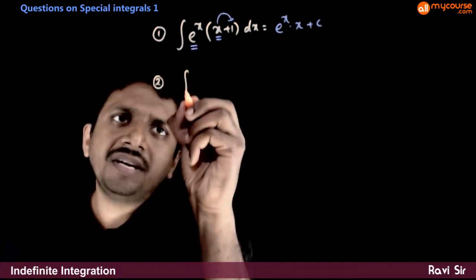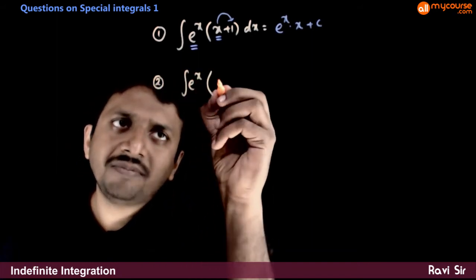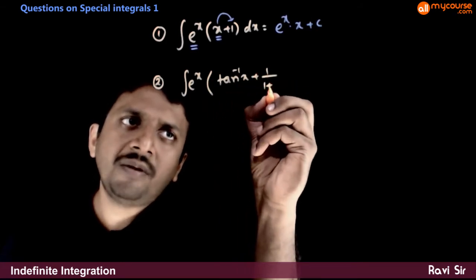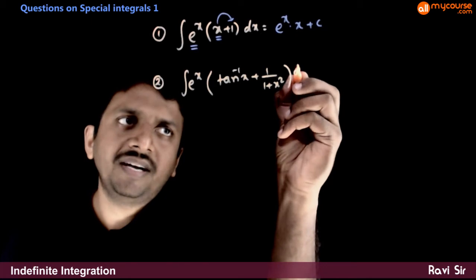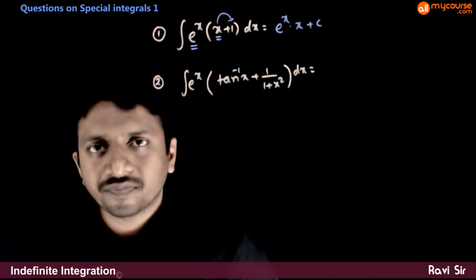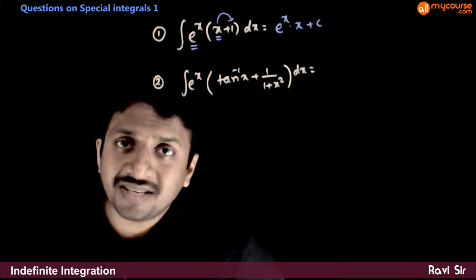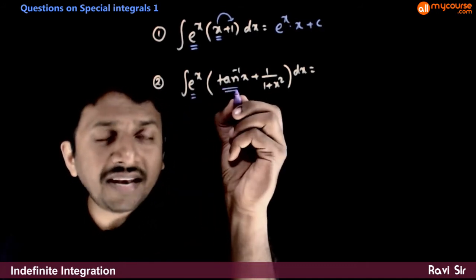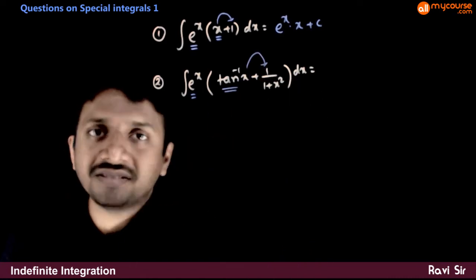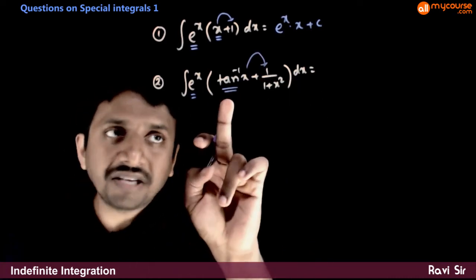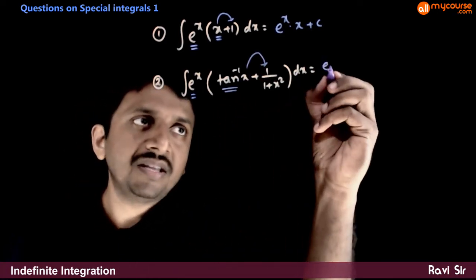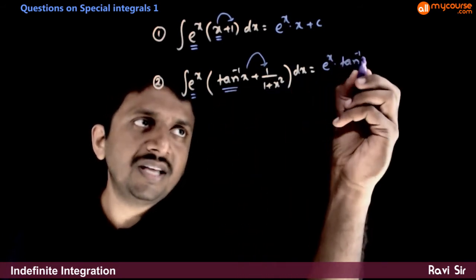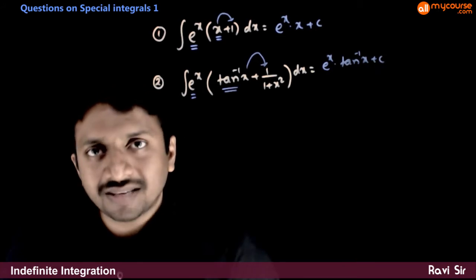So next, if you have integration of e^x times (tan inverse x + 1/(1 + x²)) dx. Here also you can clearly see that you have an e^x outside. Within the bracket you have tan inverse x plus its differentiation. So if you have function plus its differentiation, the answer is e^x times the function f(x). That is e^x tan inverse x plus c.